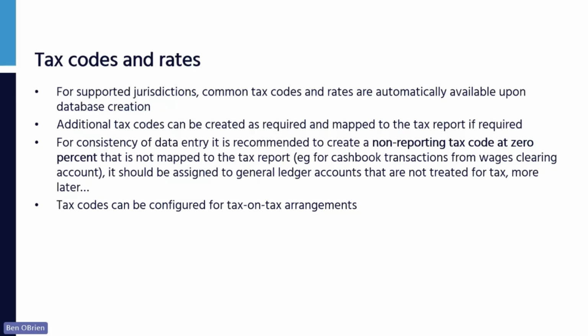However, we do recommend creating a non-reporting tax code at 0% that isn't mapped to the tax report. So for example, cash book transactions from the wages clearing account, and for those type of transactions, which we will have a look at later, that new tax code for non-reportable should be linked to the general ledger tax codes.